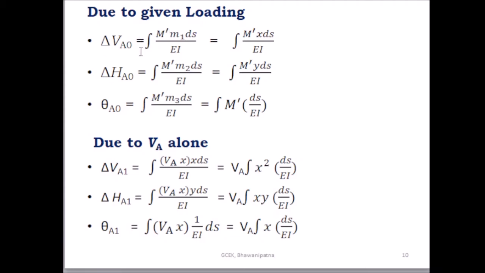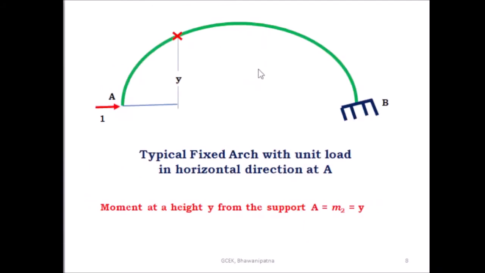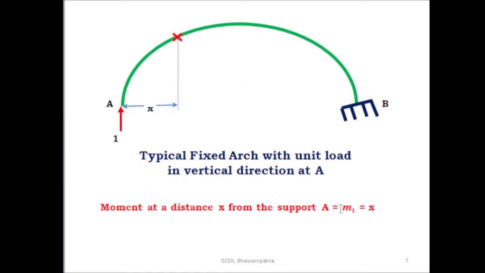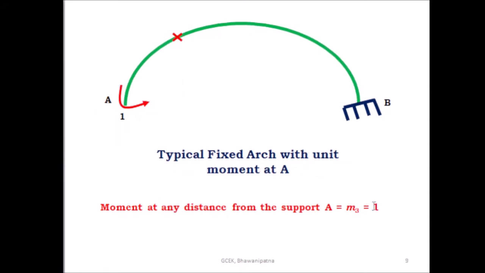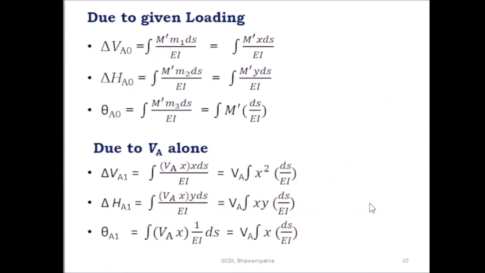So what is the vertical displacement due to the given loading? Delta VA0 is equal to integration of m dash m1 ds by EI. But you know m1 is equal to x. Here we have already determined that m1 is equal to x, m2 is equal to y, and m3 is equal to 1. So here you put the value of m1. So delta VA0 is equal to integration m dash x ds by EI.